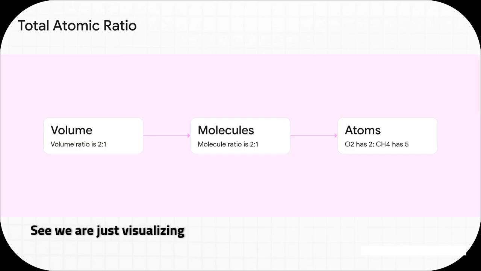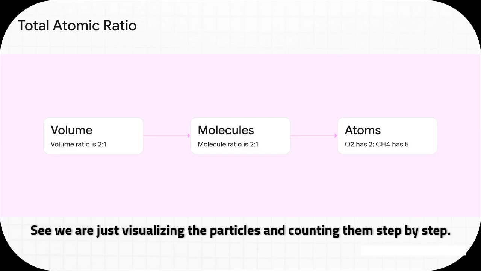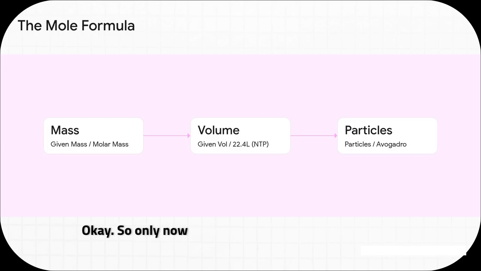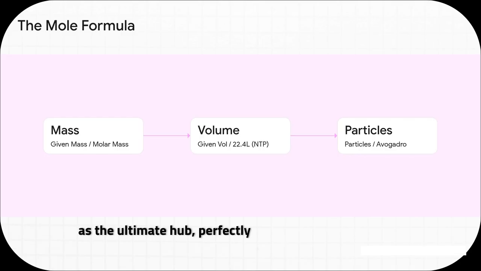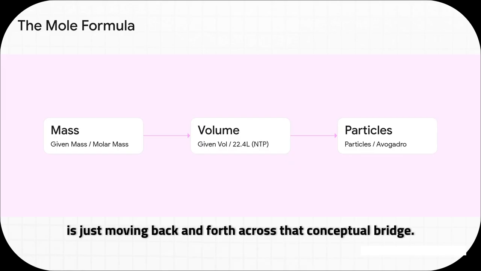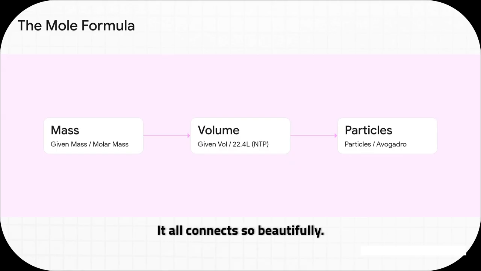See? We are just visualizing the particles and counting them step by step. Okay, so only now do we actually look at the formulas. Now that we have that deep intuition, look at how the mole acts as the ultimate hub, perfectly connecting physical mass, 22.4 liters of volume, and sheer particle counts. If you truly understand that a mole is just a specific, massive swarm of particles, then converting between mass, volume, and particle count is just moving back and forth across that conceptual bridge. It all connects so beautifully.